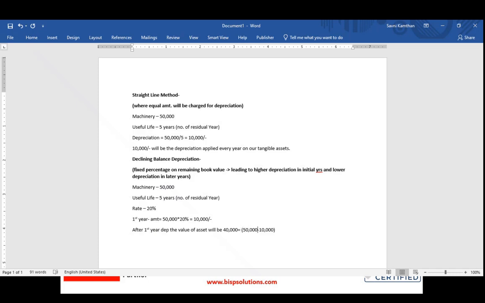Then for the second year, we have to calculate it on 40,000, which is the remaining value, and 20% will be deducted, which will cost around 8,000 rupees. So after the second year depreciation, the value of the asset will be 32,000. How come? 40,000 was the previous amount, and if we deduct 8,000, this amount will come. So this is how the straight line method and declining balance depreciation help.